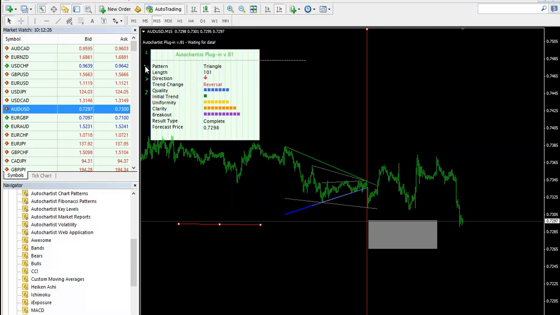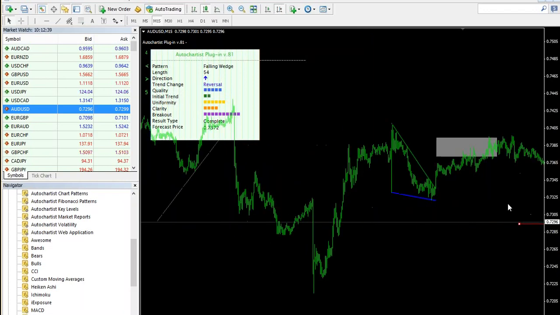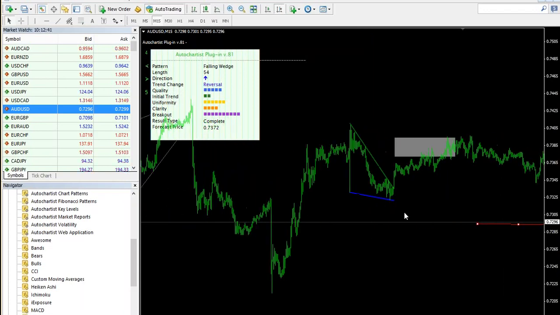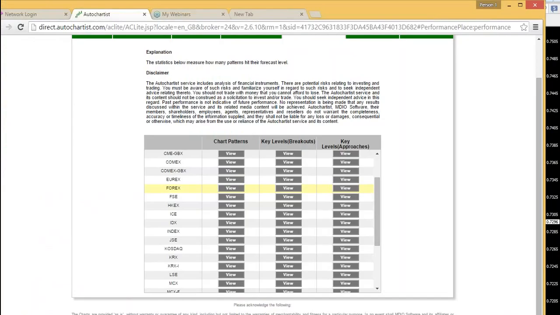Now, if I can show you another pattern, let's just go back here. Look for a better one because these are all crunched together. Okay, so here is one that is considered a success because you can see you have the pattern, you have the forecast region, this gray box, and you can see price hit the forecast region in the right amount of time. So that's considered a success. And all that I'm showing you here is exactly the same as on the web platform.